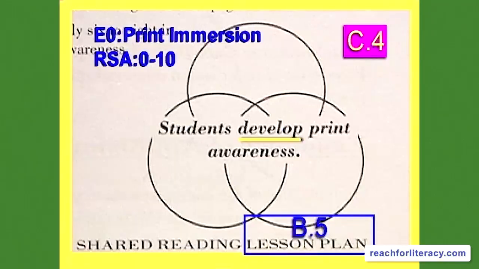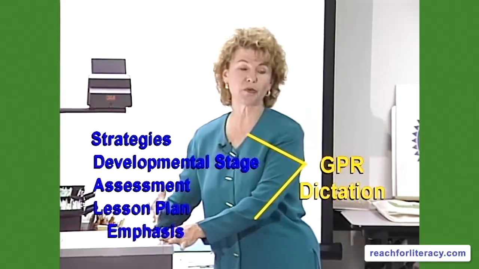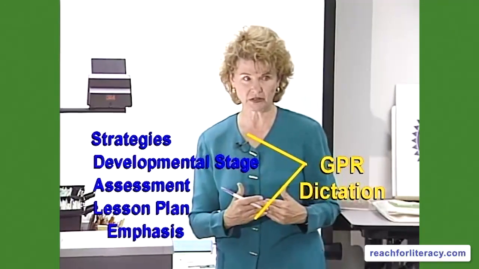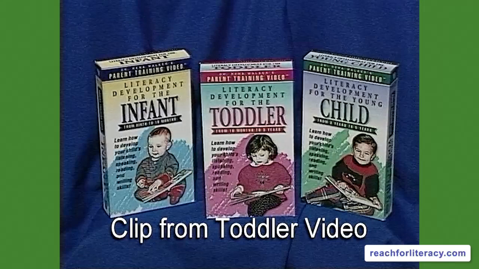You see right here it says print immersion stage, and on our reading stage assessment, or the RSA as we're referring to it, that would be the early stage 0 level. On the RSA, they would place between 0 and 10. What we're going to be doing with these children is taking dictation with a single sentence. So let's show you a video clip of what some of those single sentences might look like.